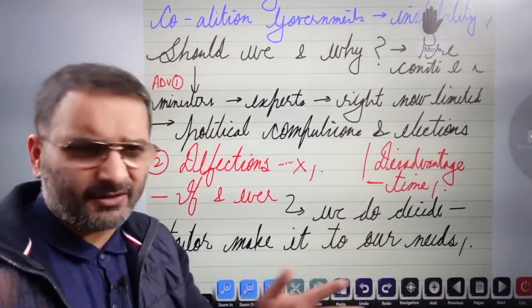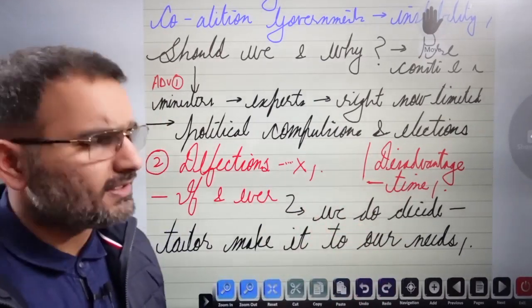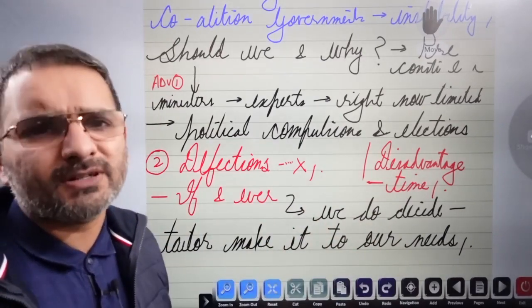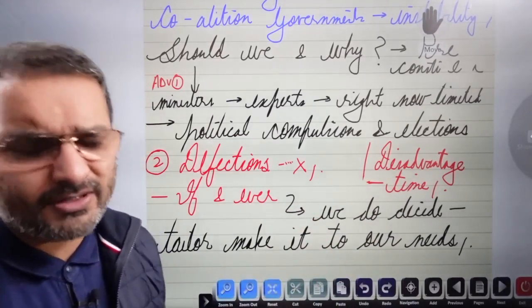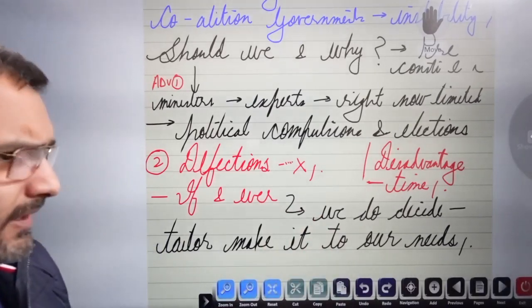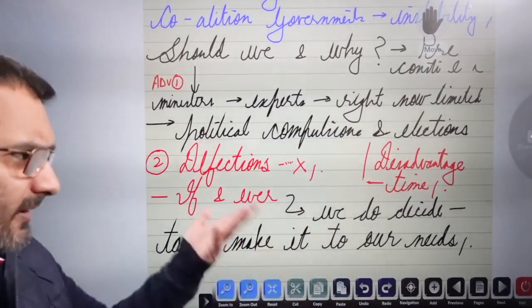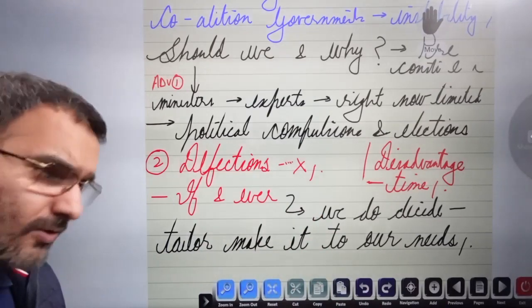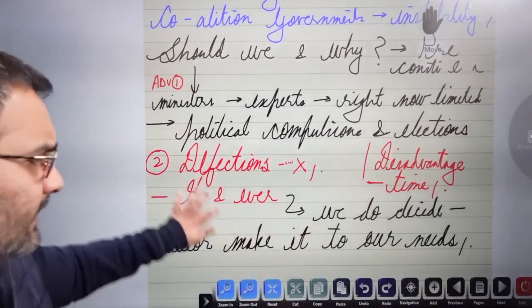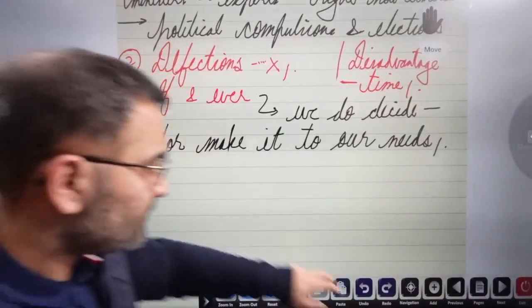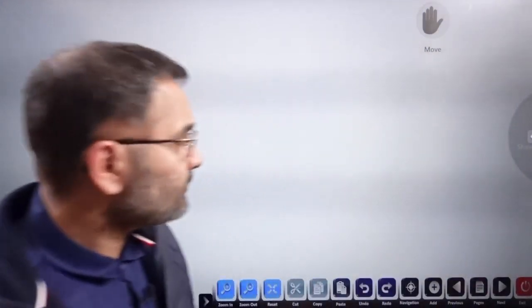So in the US they can afford to be at loggerheads with each other. We have to take the country forward, because any which way we are a young nation, only like about 70 odd years since independence, and we need to move a bit quickly. But then coalition governments have also cost us 10, 15, 20 years of delays up till now. If and ever we do decide, we will need to make it rather tailor-make to our custom needs.